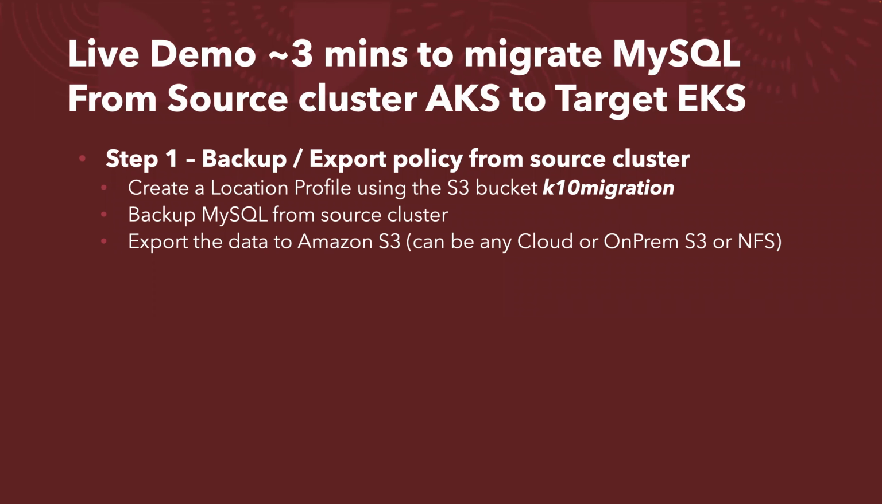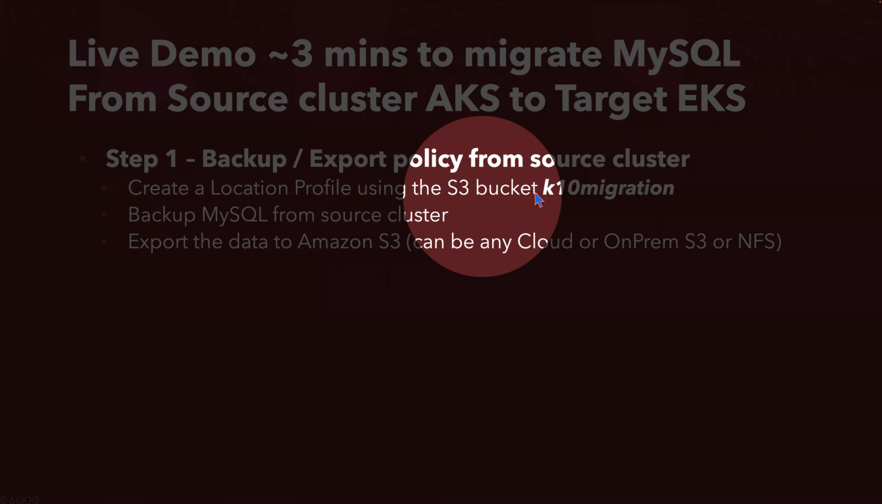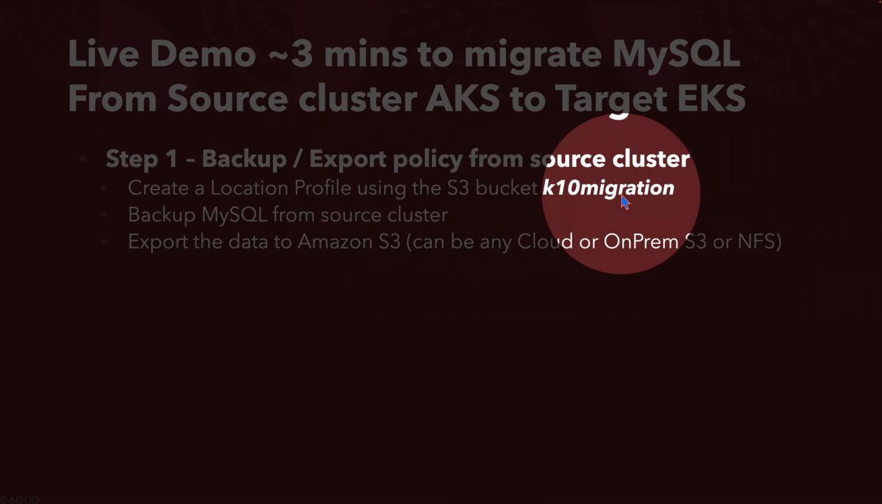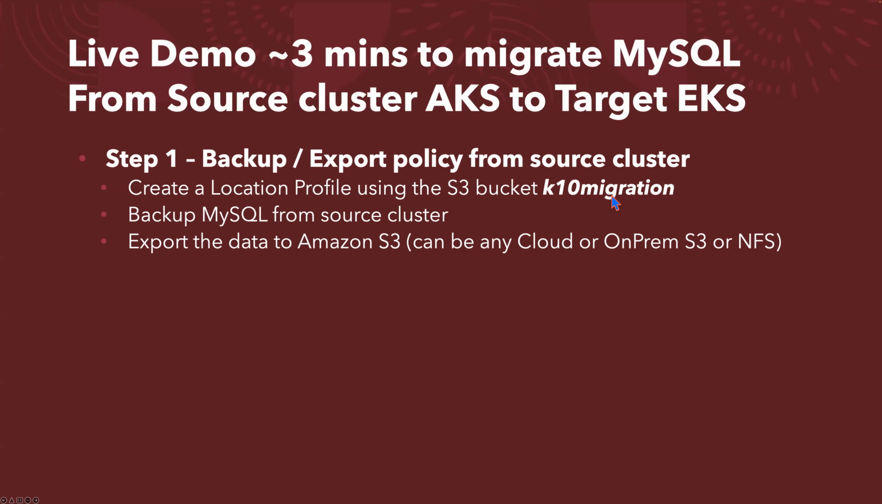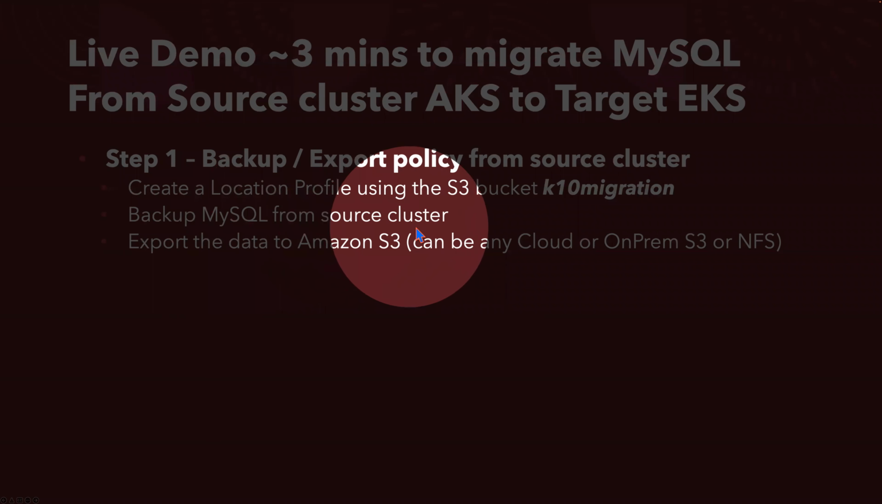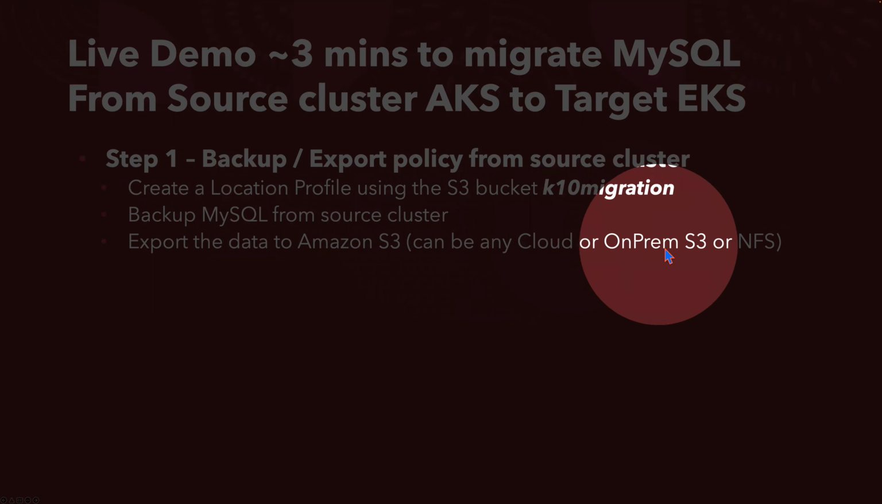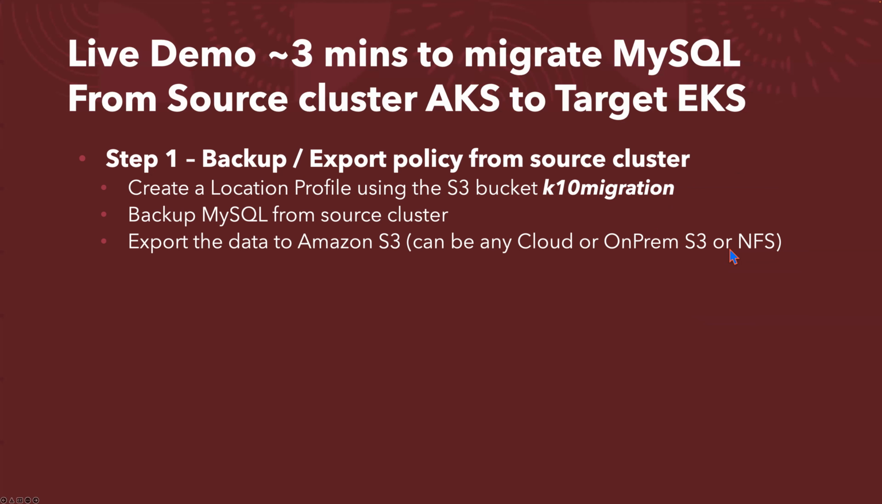Step 1, from my source cluster, I need to configure a backup policy. As part of the backup policy, I will export another copy to the S3 bucket. So first of all, I need to create a location profile to point to the S3 bucket. You need to use a common S3 bucket, which can be accessed from both AKS and EKS. We will do the backup from the source cluster and export to Amazon S3, but it can be any other cloud S3 or on-premise S3 compatible storage, or even NFS storage is also supported.